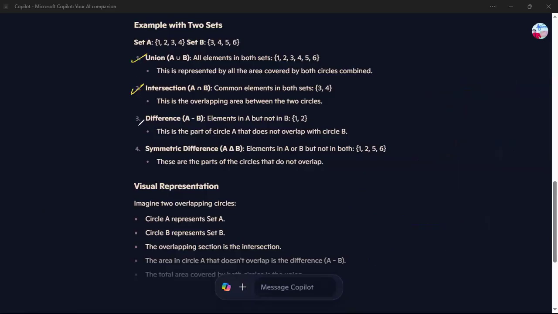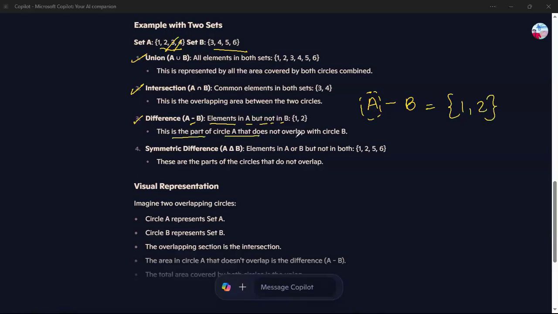Union done, intersection done. Now let's talk about the difference between two sets. This is a simple definition: elements in set A but not in B. If we are finding set A minus set B, we have to write all the elements that are in A but not in B. So whatever is present in set B will not be considered. That is 3 and 4. So basically, this will be 1 and 2.